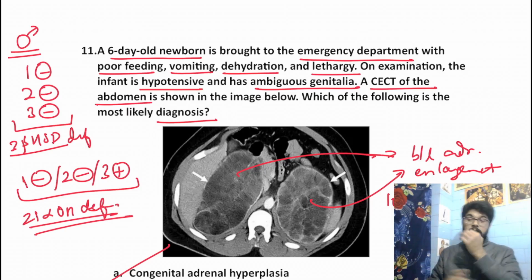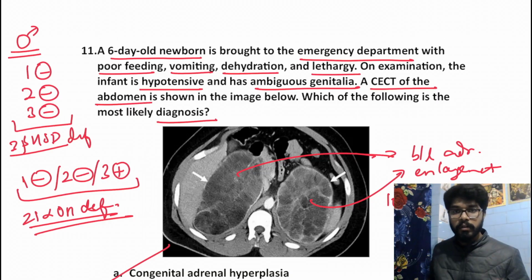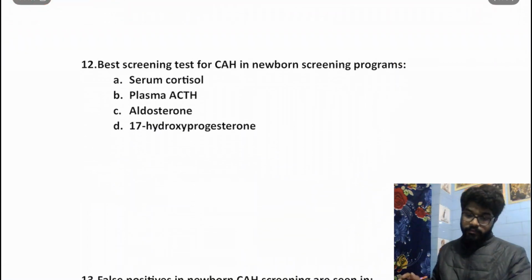So with the help of clinical features, you will never get it wrong with that sequence of 1, 2, 2, 3, only 2 and 1, 2, 3. Okay. So moving on to the next question.